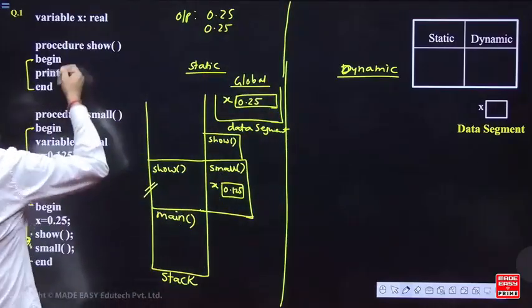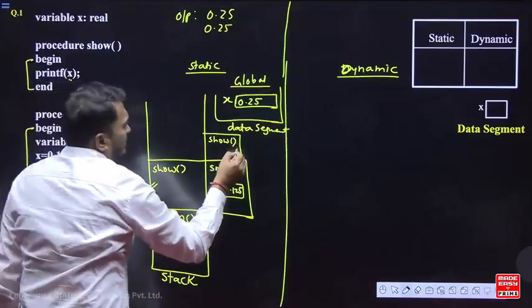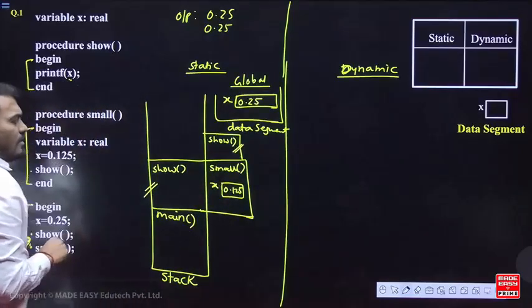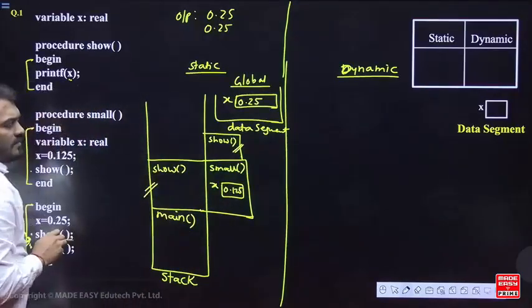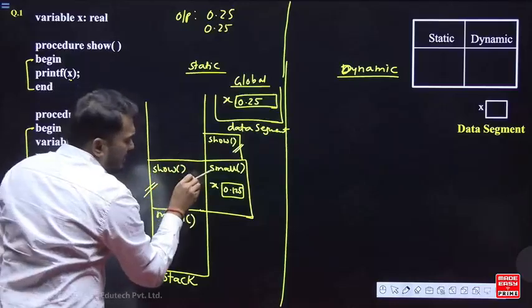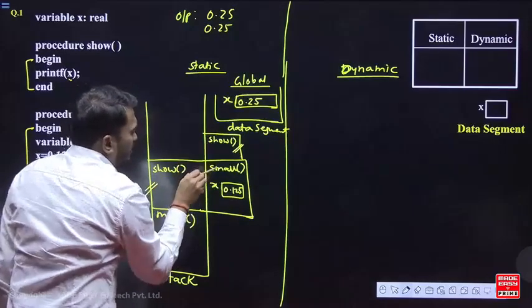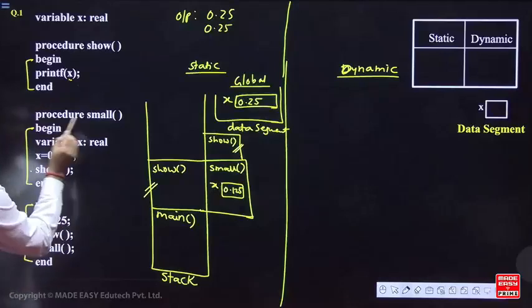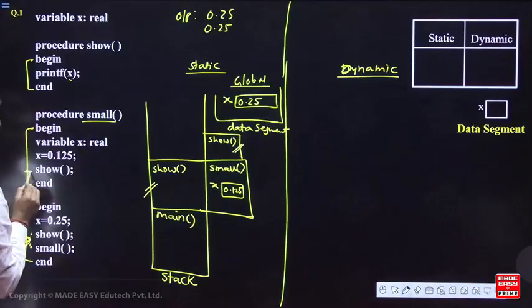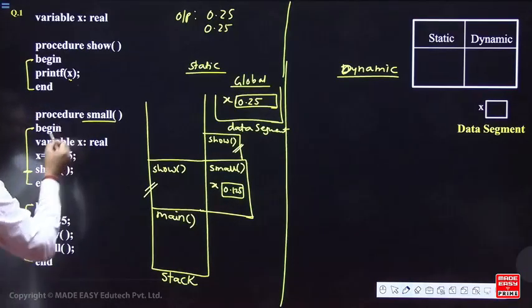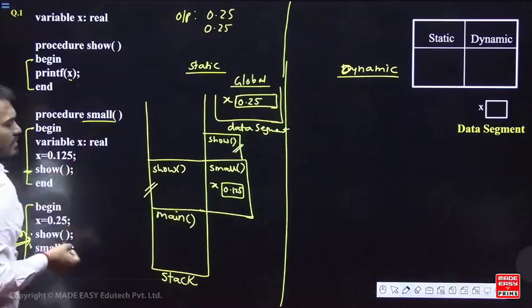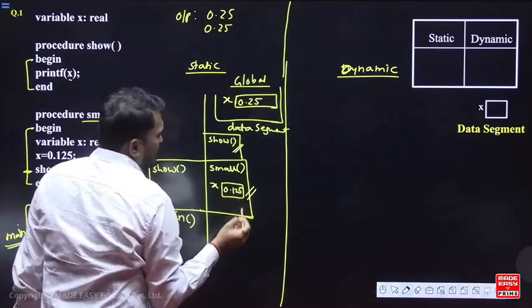And next, the show function is completed, so this will be deleted from the stack. Go back to the previous calling function. Who called the show function? Look below it, you can see. Who called the show function? Small. Okay, look at your small function here. So from here you went, now this is the last statement. The small function is also completed, so that is deleted from the stack.